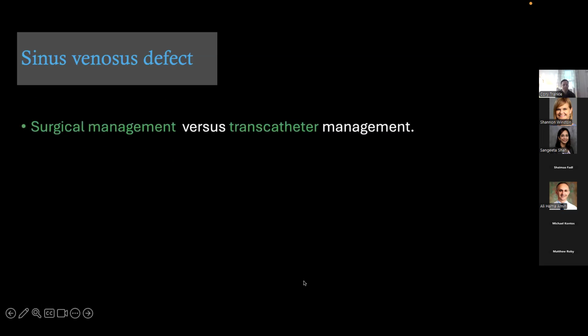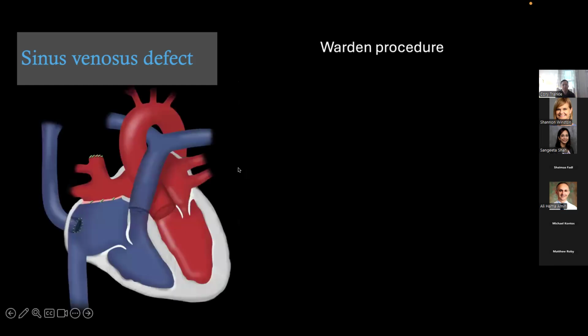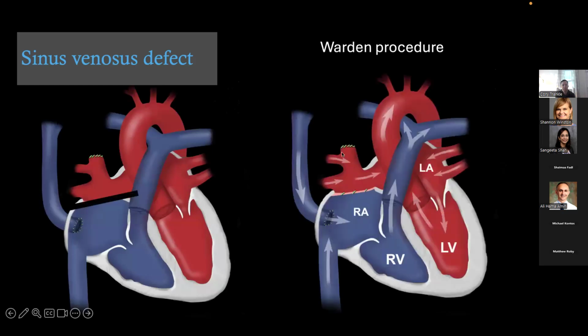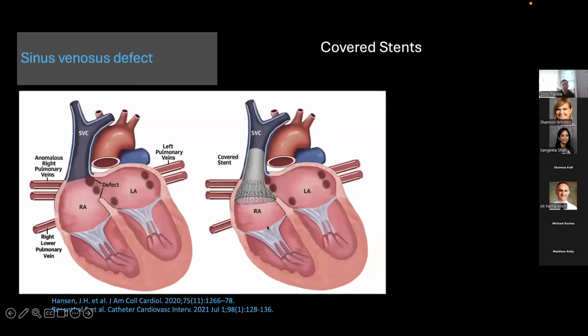Regarding the management, surgical management was the gold standard, and now there is a rising role for transcutaneous management. The whole goal of the management is to close the defect and redirect the pulmonary venous return to the left atrium, and in the Warden procedure, also to reanastomose the SVC to the right atrial appendage. Regarding the transcutaneous management, covered stents are a good option, inserted into the lower SVC. By this, you can close the defect and redirect the flow from the SVC to the right atrium.